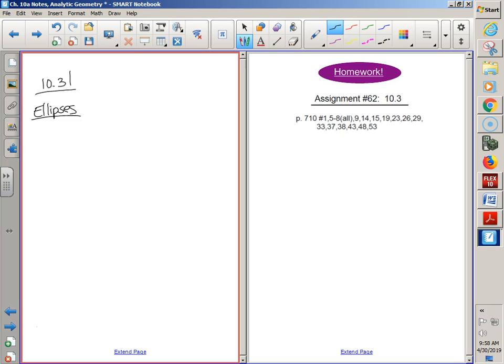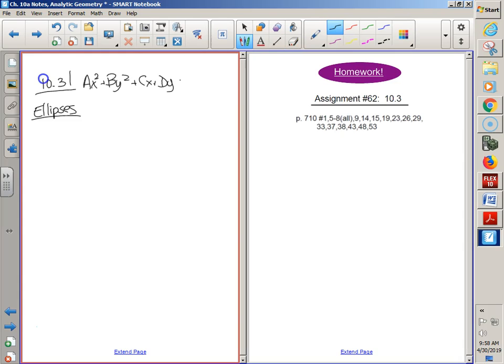Lines only had x to the first, y to the first, and numbers. True? Okay. Parabolas had one squared guy, but the other guy had to be just to the first power. What do ellipses have? Therefore, I'm going to have an ax squared and a by squared, and maybe some cx's and dy's.